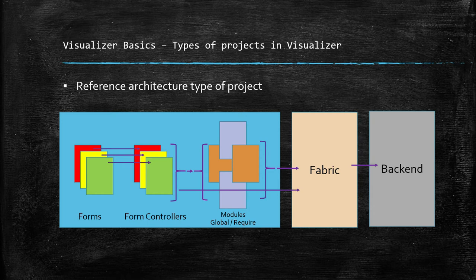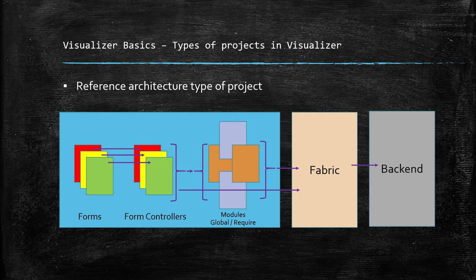So clearly, when compared to a free form type of project, the code inside the reference architecture type of project is much more organized, and each component is having a specific responsibility that it has to perform, because every form is having a corresponding form controller. The functionality of a particular form is implemented in that form controller associated with that form. So the code is much more organized when compared to the free form type of project.